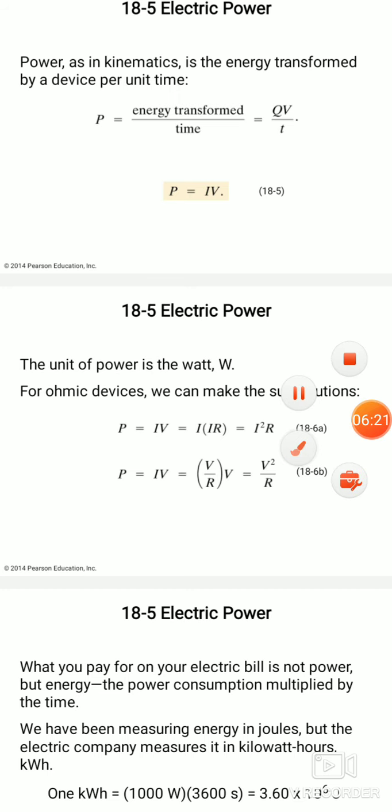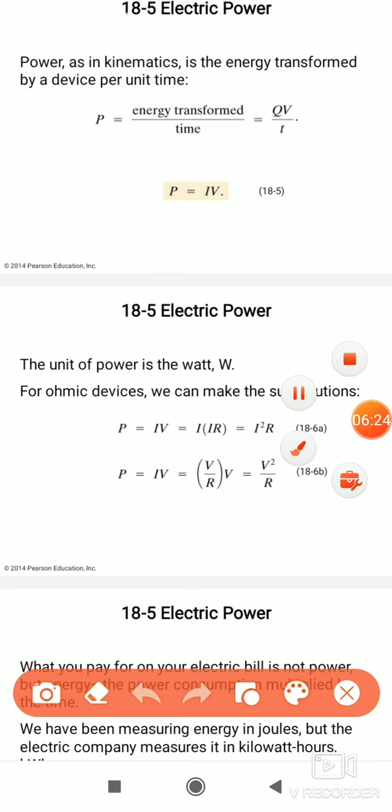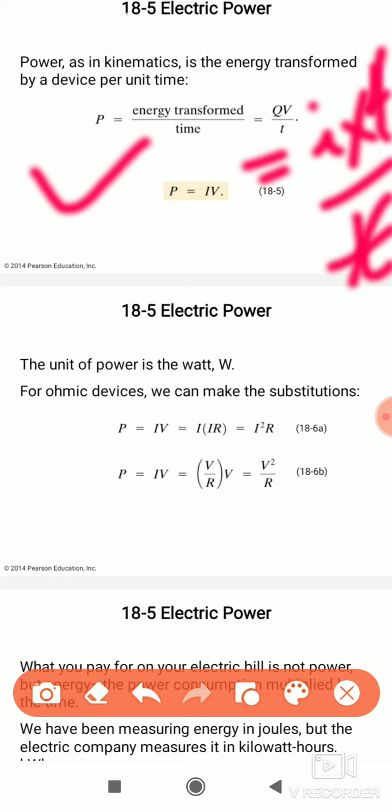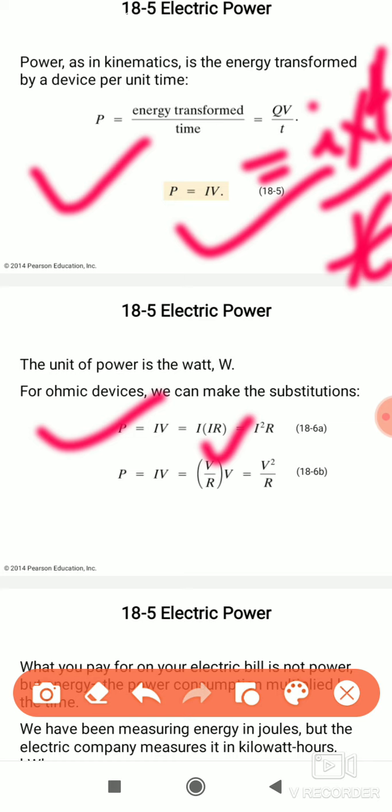Now, the first formula to calculate numericals of power is P is equal to IV. Since Q is equal to I into T, in the place of Q, we can put I into T. In the denominator, T is given, so T and T cancel. So the first formula is P is equal to V into I. The second formula is P is equal to IV. In the place of V, we can put I into R from Ohm's law. So the second formula is I square R.